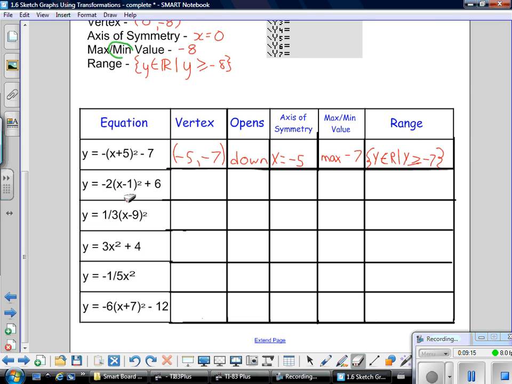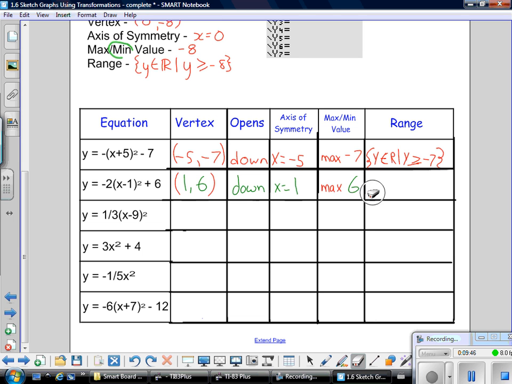The next one, x minus 1 is in the bracket, so I know my x value is positive 1, and my y value, my k value, is a positive 6. I have a negative 2, so again, it also opens down. My axis of symmetry is the x value of my vertex.